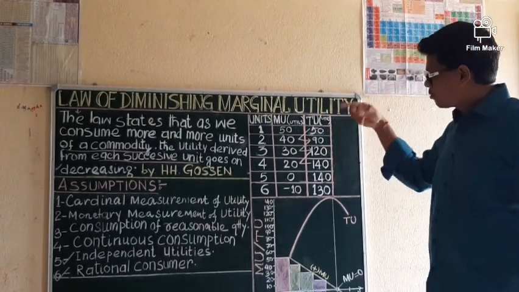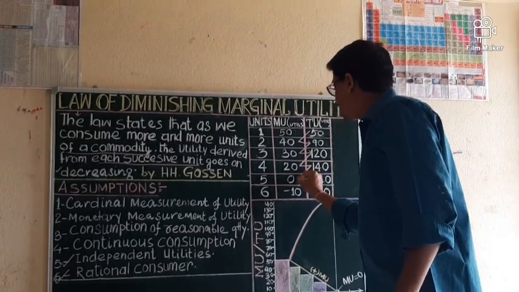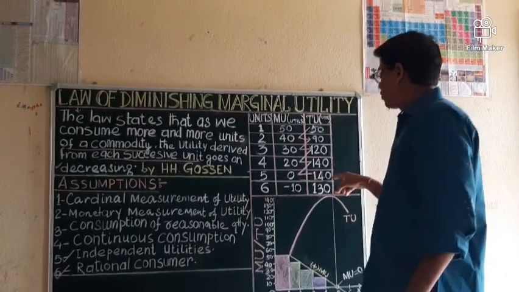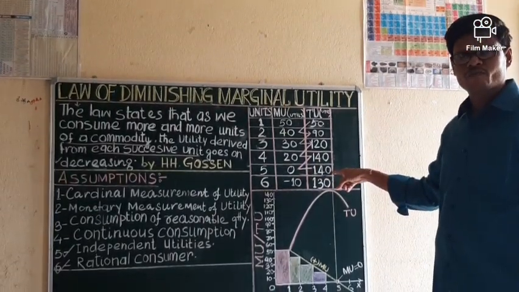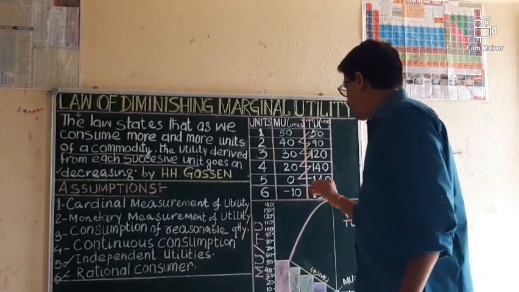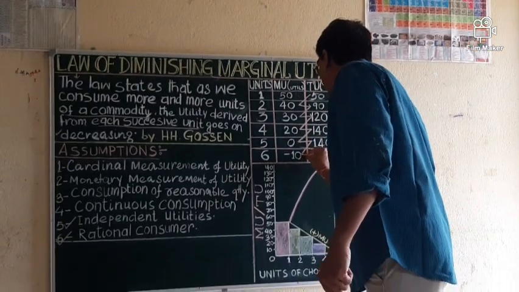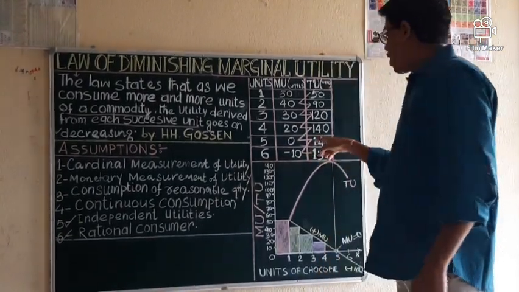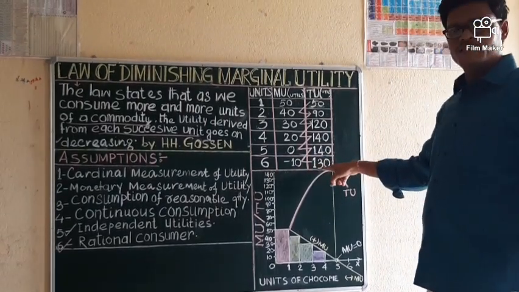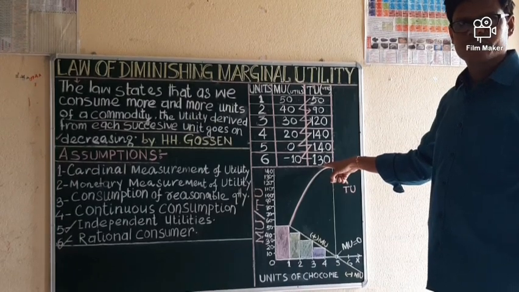Now we are proceeding to the next one. When we are consuming the fifth unit, our marginal utility is 0. Hence 140 plus 0 is equal to again 140. And if we are consuming the sixth one, this will give us a negative utility of 10. Hence 140 plus minus 10 would be equal to 130. So our total utility is declining, is decreasing.